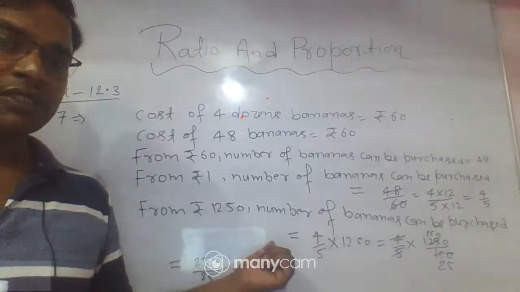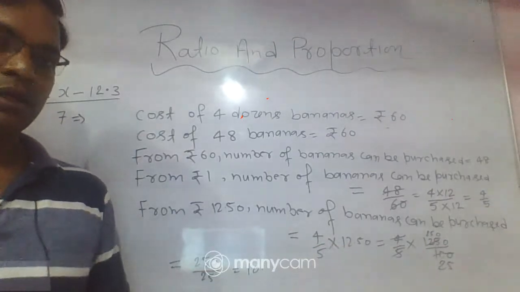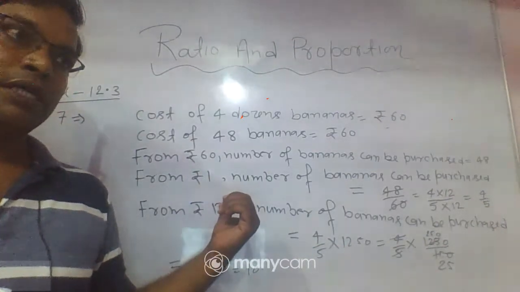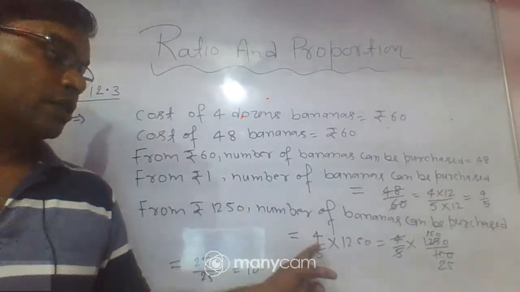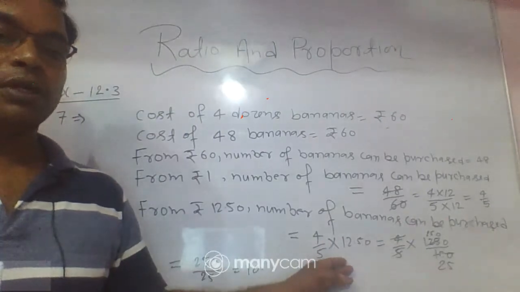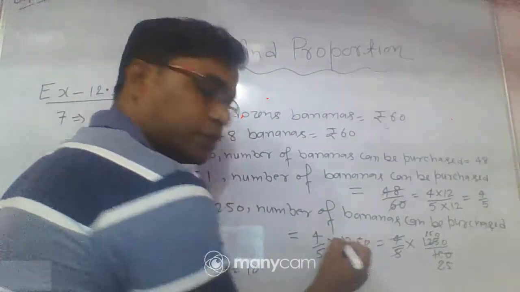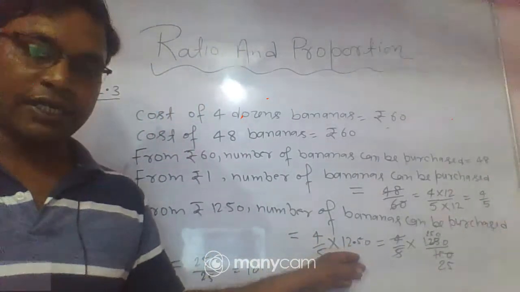Okay, but in 1 rupee we can purchase 4 by 5 banana. So here you can see 4 by 5 into 12.50. The number of bananas we can purchase in 12.5 rupees is 4 by 5 into 12.5.